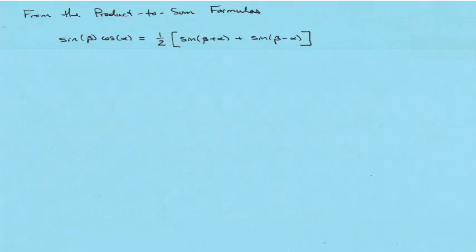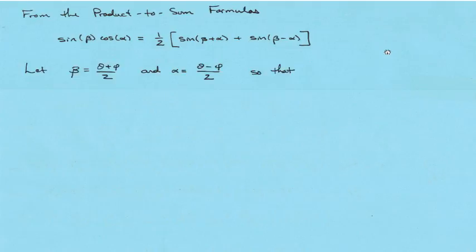Now if we want to go back the other direction, so if we want to go from the product to the sum, or if we want to go from the sum back to the product, we start with our product to sum formulas. So the sine of beta cosine of alpha is going to be 1/2 sine of beta plus alpha plus sine of beta minus alpha.